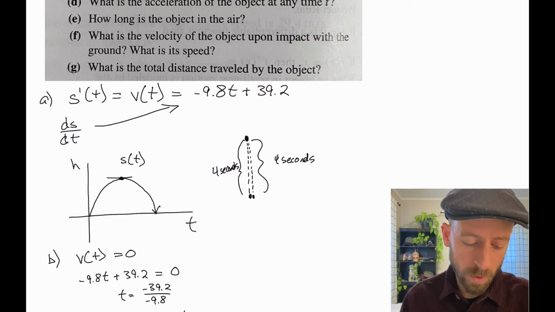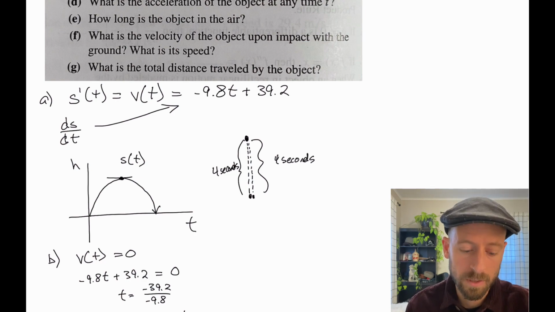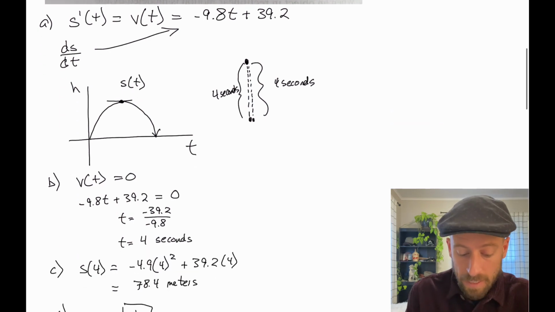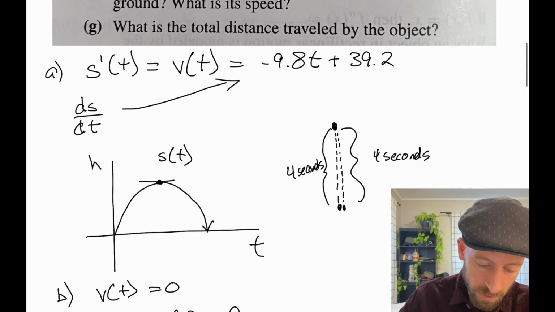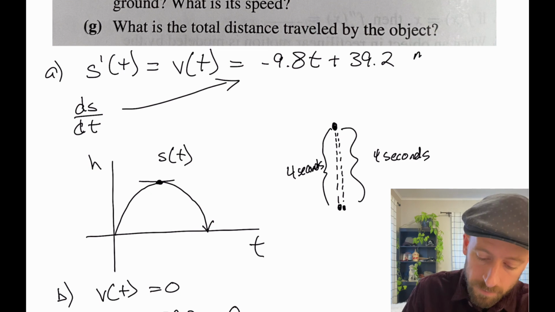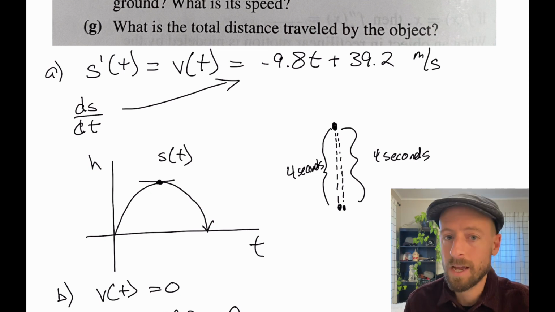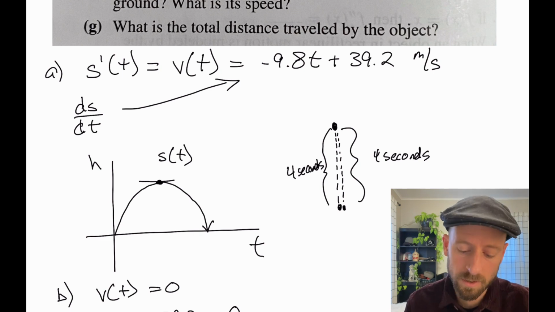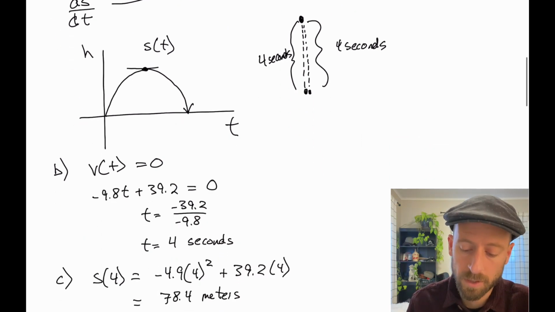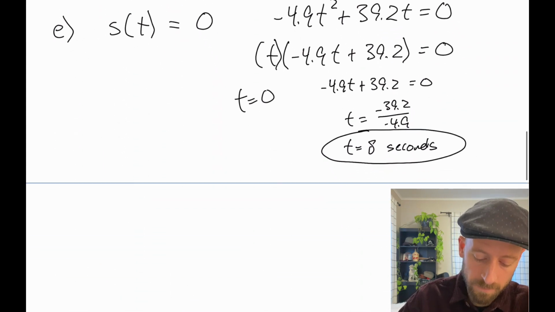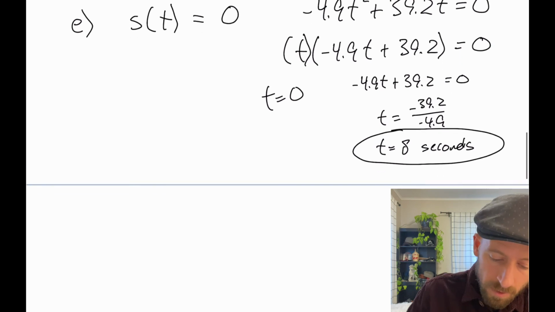Question F. What is the velocity of the object upon impact with the ground? All right, so velocity. So I have a velocity function over here. Let's see, where's that velocity function? I think that was the first thing I did. Yeah, this velocity function, that should be in meters per second. So I'm just going to plug in the time at 8 seconds because that's when it hits the ground. So negative 9.8 times 8 plus 39.2, and that will give me my velocity at 8 seconds, or when it hits the ground.